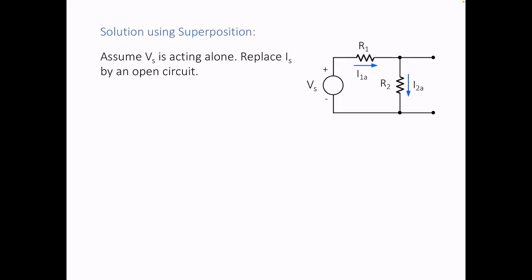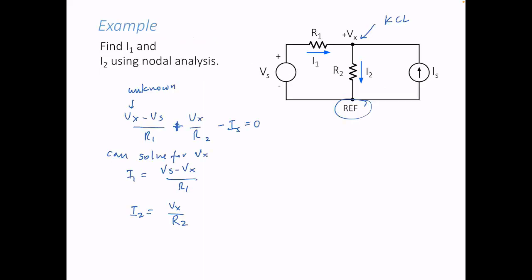So now what I want you to try is how do you solve this using superposition? So if you want to solve this using superposition, we compute for I1 and I2 with Vs acting alone. And then you compute for I1 and I2 with Is acting alone. And my I1 now will be the sum of the components contributed by both Vs and Is, and so with I2. No? So first, let's take a look at V sub S acting alone.